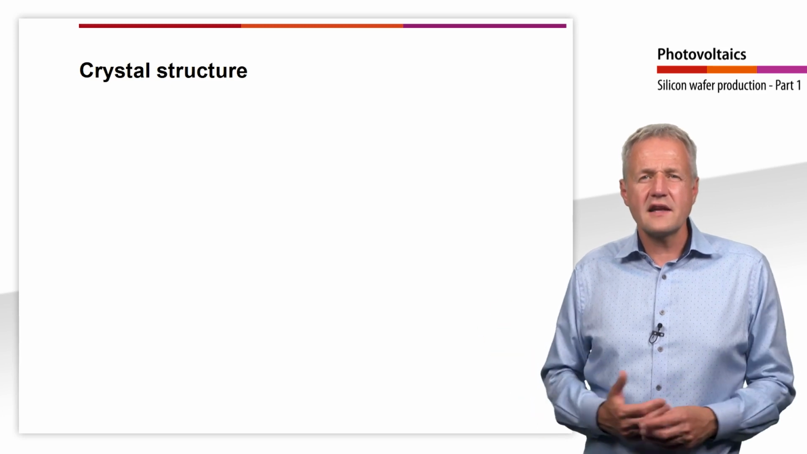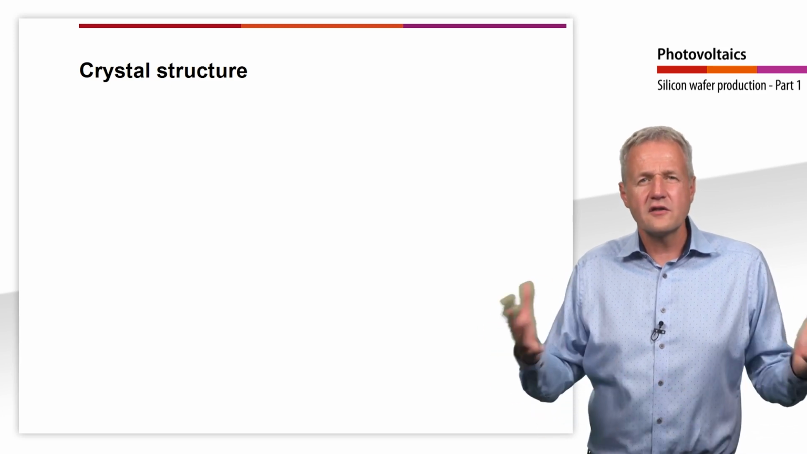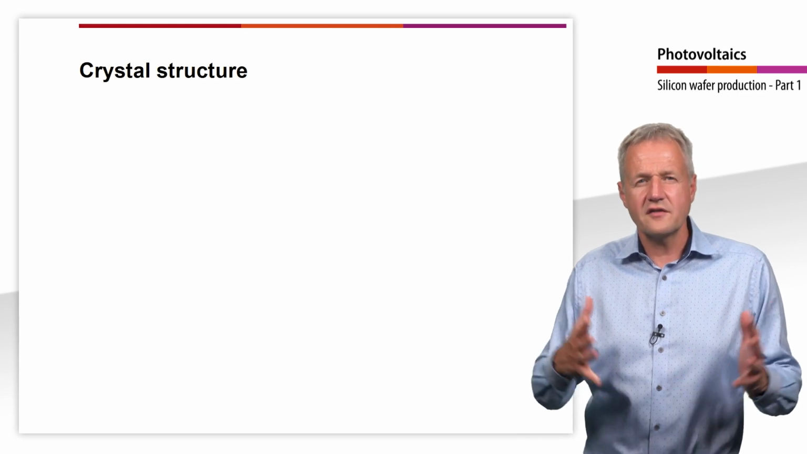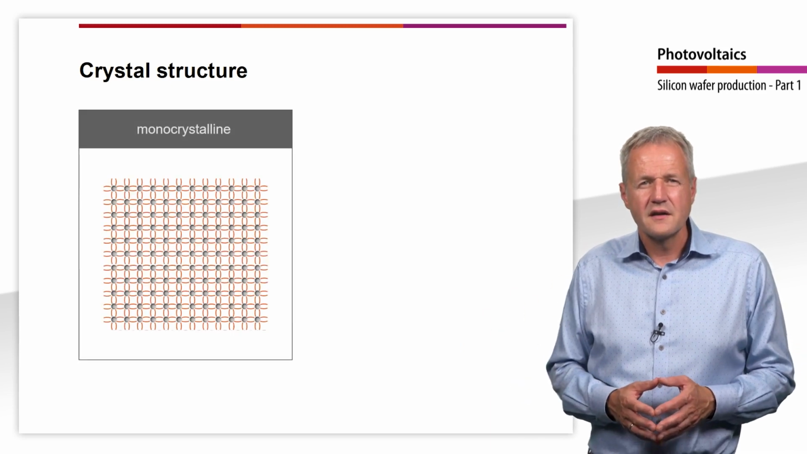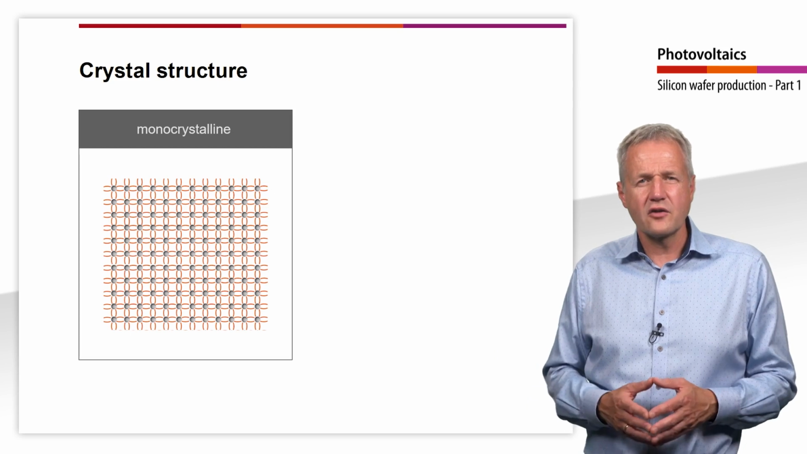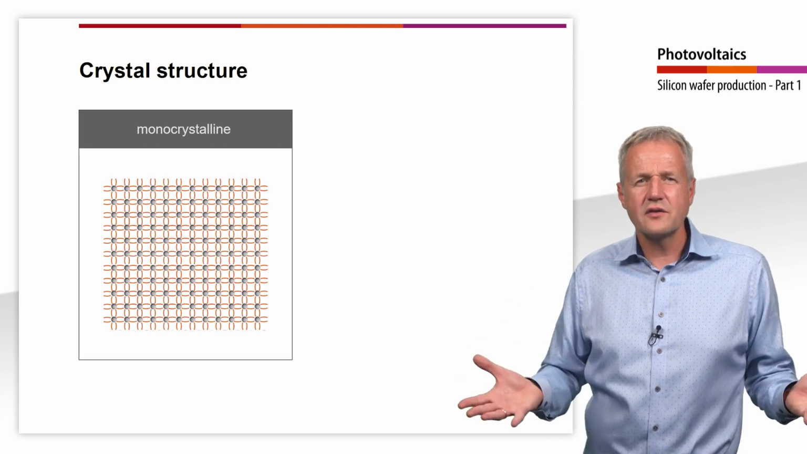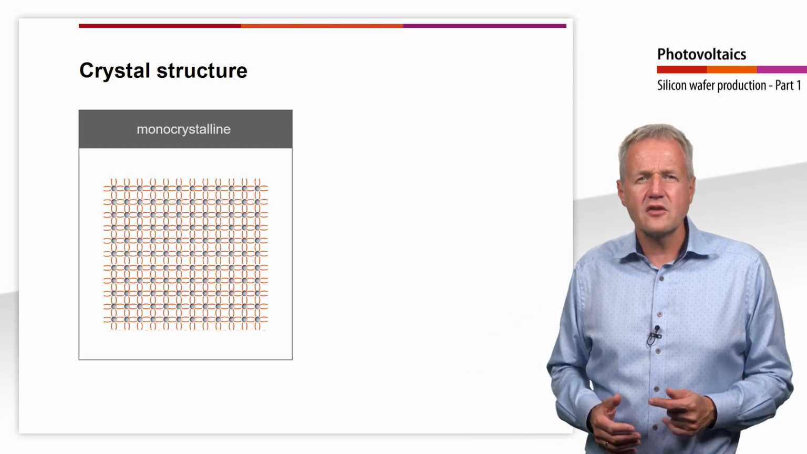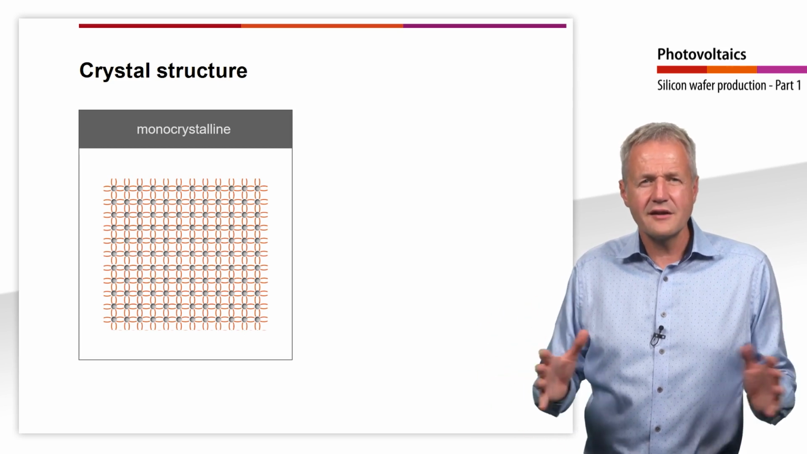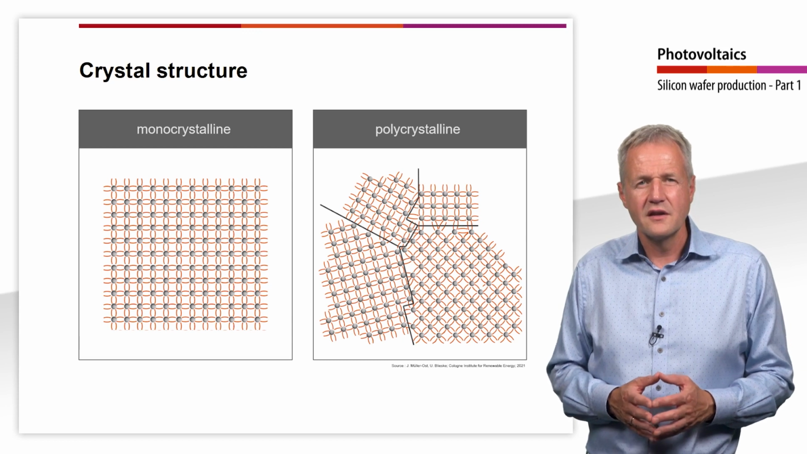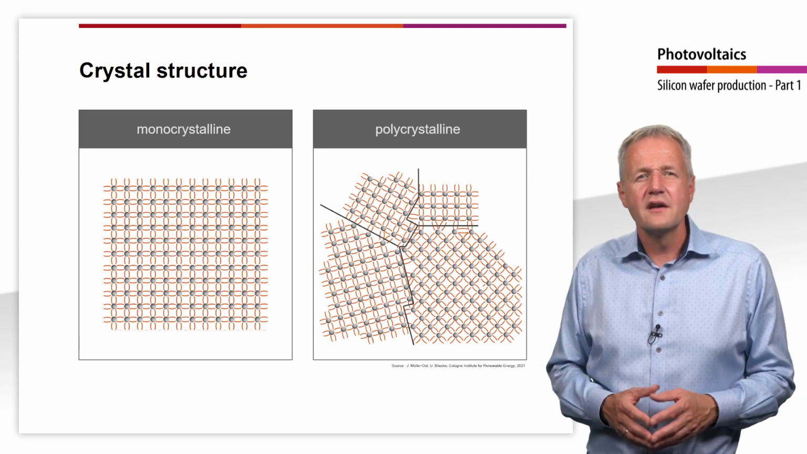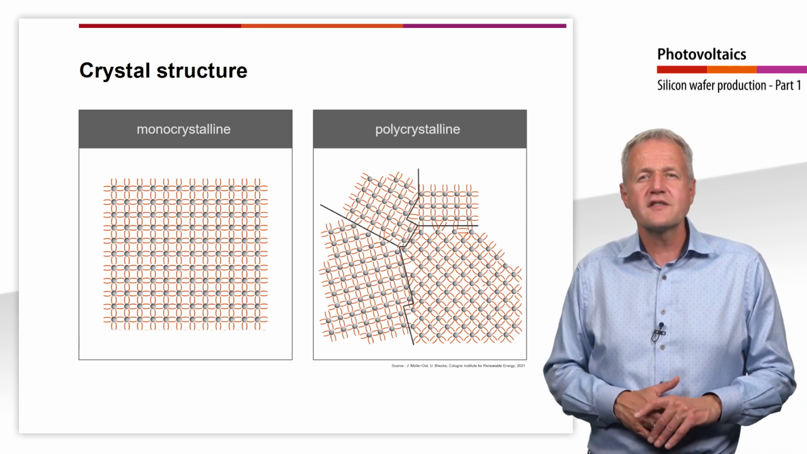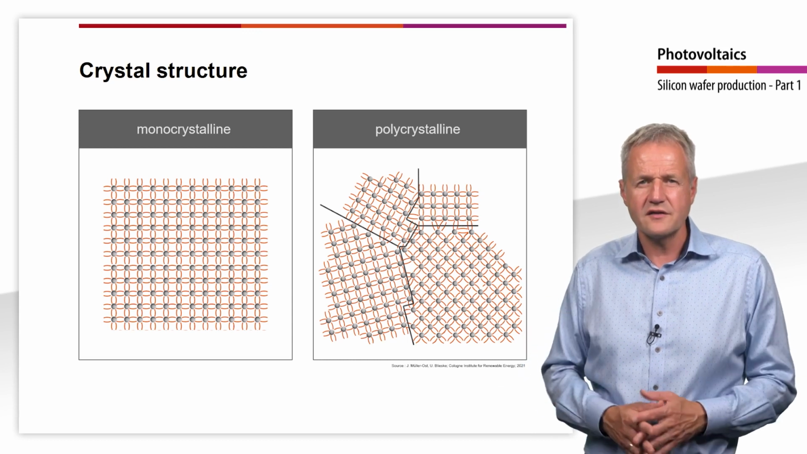To understand the next process step, let's first look at the crystal structure of a silicon crystal. In the ideal case, we have a single crystal, that is to say, a crystal with perfect crystalline order. Each silicon atom in this crystal has exactly 4 bonding partners. The polysilicon, however, does not consist of a single crystal, but of many small single crystals.